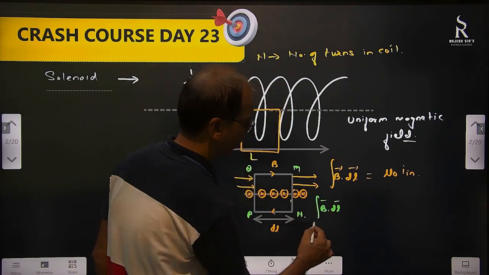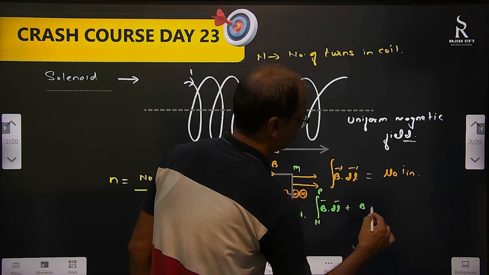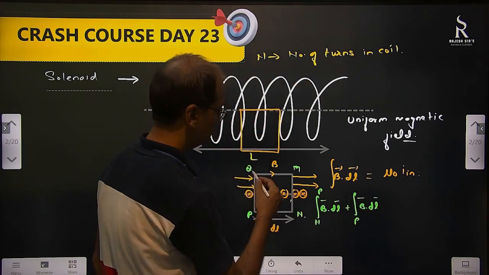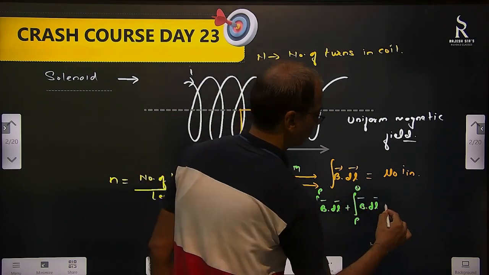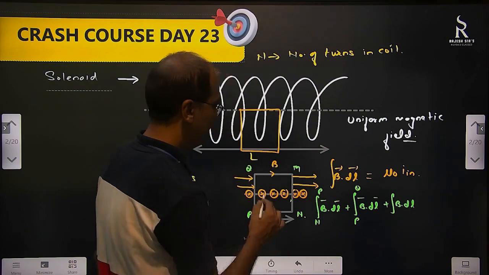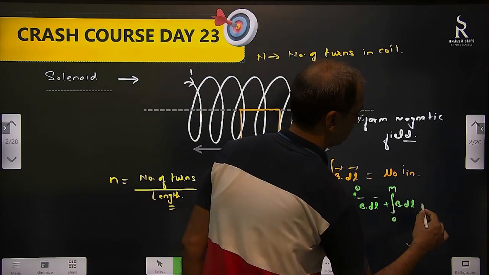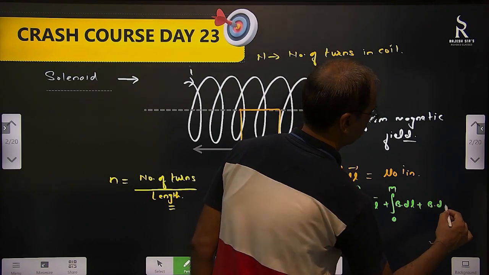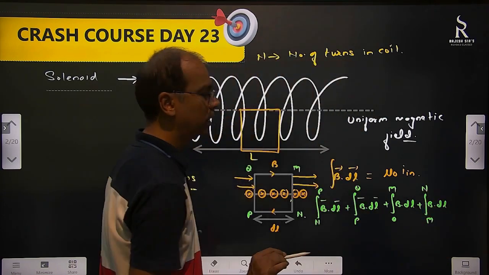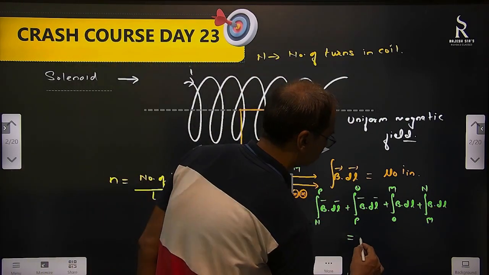That means like this. Suppose we are moving from N, so B dot dl from N to P, plus B dot dl from P to Q, plus B dot dl from Q to M, and then B dot dl from M to N. Okay, we covered up the entire loop. That's equal to what? Mu naught I inside.